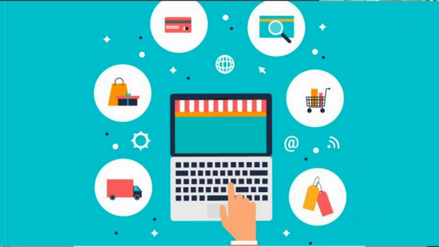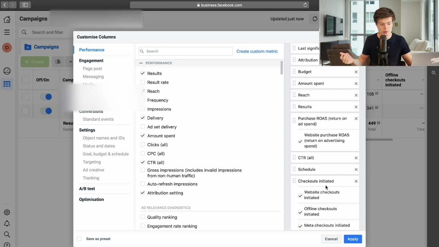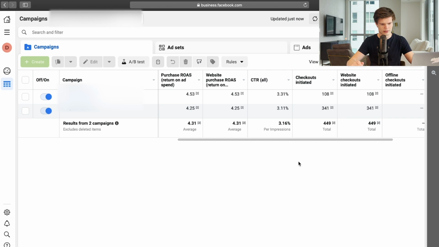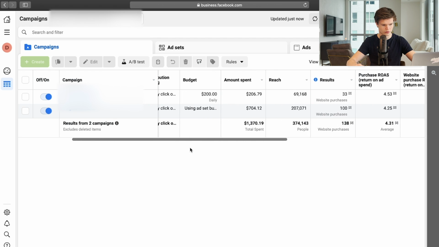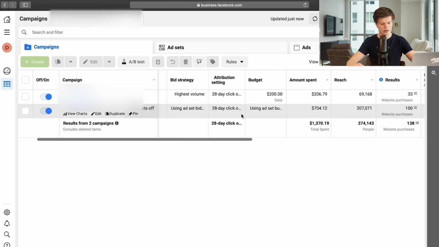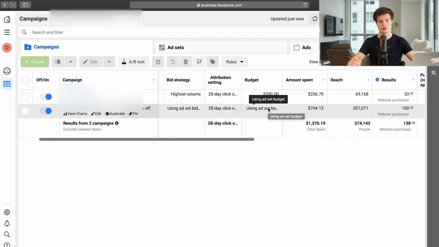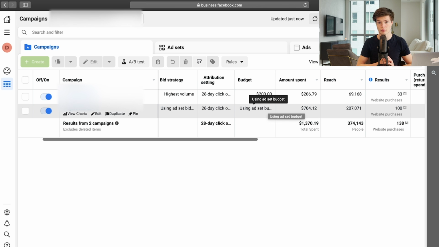Now, if you are in e-commerce, which is the niche that I'm in and I've always been in, then checkouts initiated is also nice to have. But these are the most important ones. If you're doing lead generation, you can also optimize this differently, but these are very, very good columns. So now let's look at the campaign first of all. As you can see, we have two campaigns here. One is using CBO and the other one is using just regular ad set budget. CBO is where you let Facebook spend your money wherever they want to.